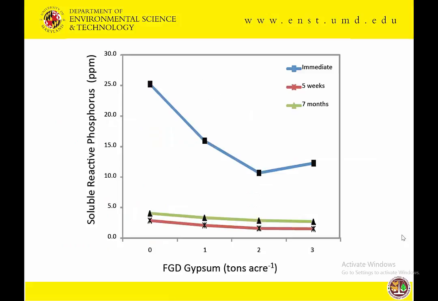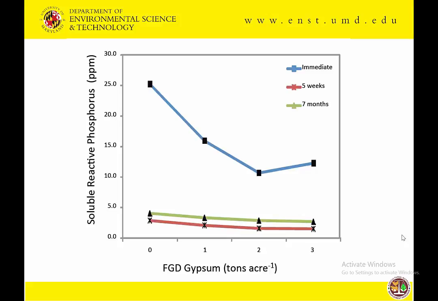Okay, and here's what they reported. Immediately after, there's about 25 parts per million of soluble reactive phosphorus coming off the zero treatment. Remember, 6 tons of poultry litter. It dropped down to 15 parts per million with 1 ton, about 10 with 2 tons, and a little bit more, maybe 11 or 12 with the 2 and 3 tons, okay?